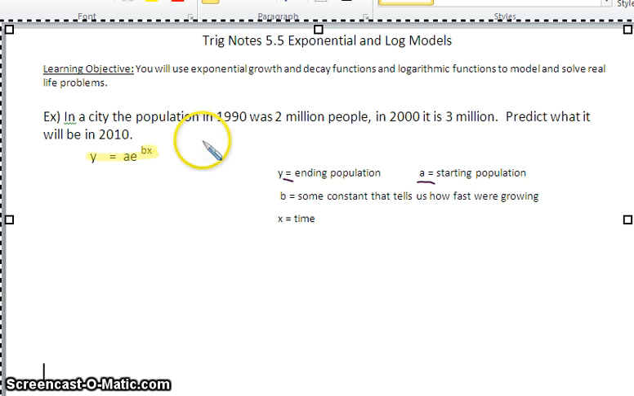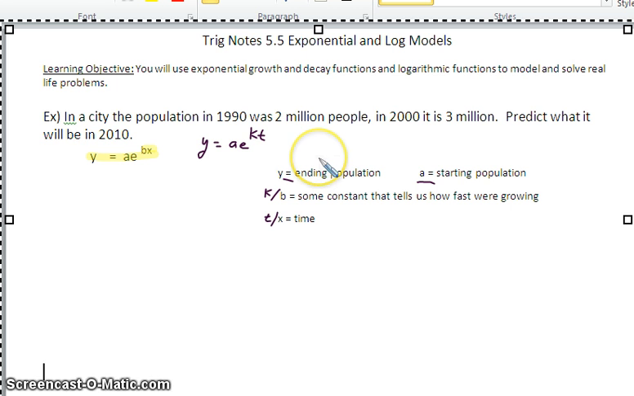Now you may also see the equation written this way, y equals a e to the k t, where k is also standing for your growth rate and t would be your time. So sometimes you may see it written as a e raised to the kt or a e raised to the bx. Again, b and k stand for growth or decay, and x and t stand for time. So it's going to be important that we identify what we know so we can figure out what it is that we don't know and then use that to help us find what our answer is.